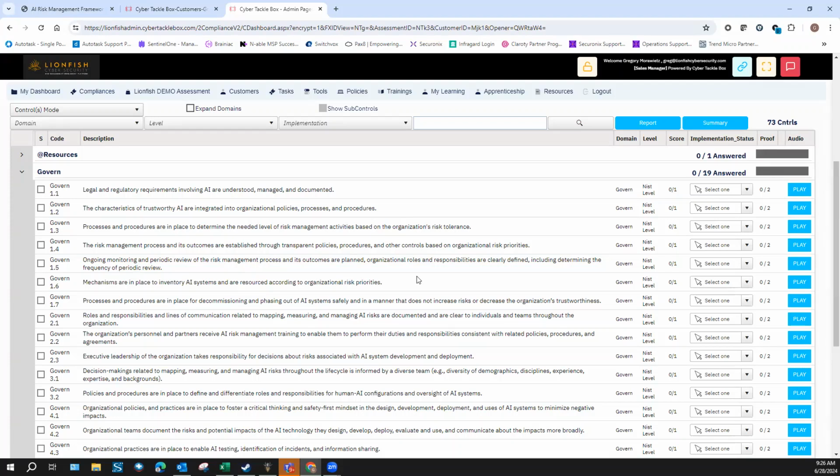Mechanisms are in place to inventory AI systems and are resourced accordingly to organization risk priorities. So AI is going to run in a CPU or RAM intense environment. You're possibly going to use it from the cloud. You're going to borrow AI from Azure or Amazon or Google. They all have their own AI systems. You can also have your own internal AI system. You can use an IBM AI system that you can buy and put in your building.